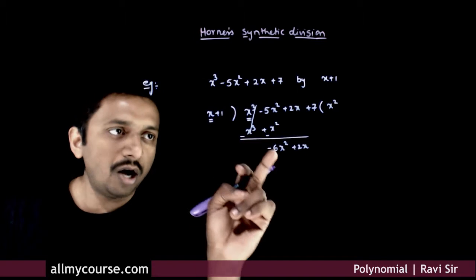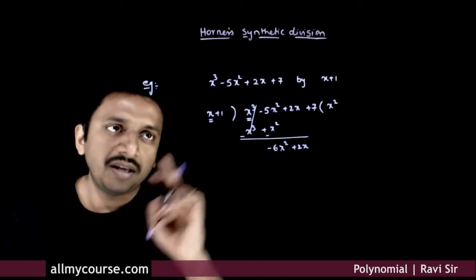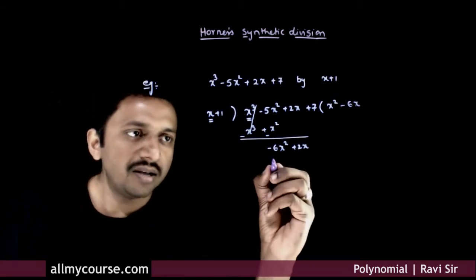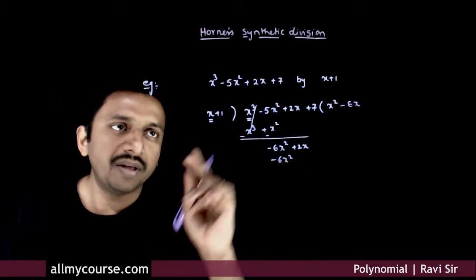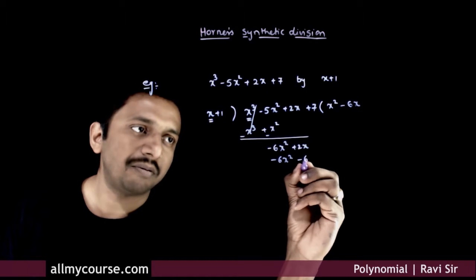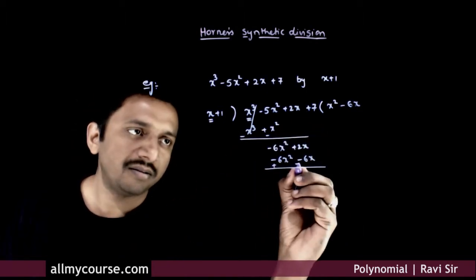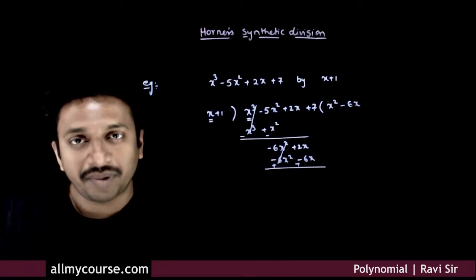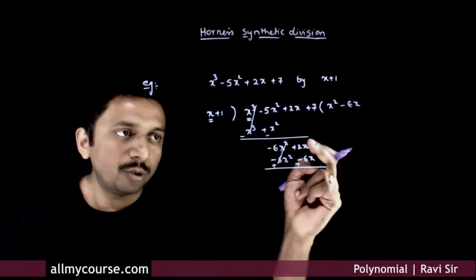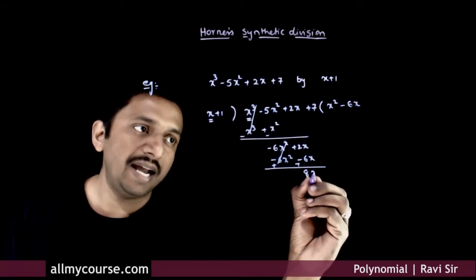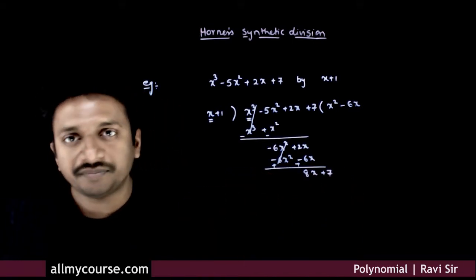Now x into how much is minus 6x square? X into minus 6x is minus 6x square. So you write minus 6x square, and 1 into minus 6x is minus 6x. So you subtract one from the other. So minus 6x square and plus 6x square will get cancelled. So plus 2x minus of minus 6x is plus 6x. So you have 8x plus 7.